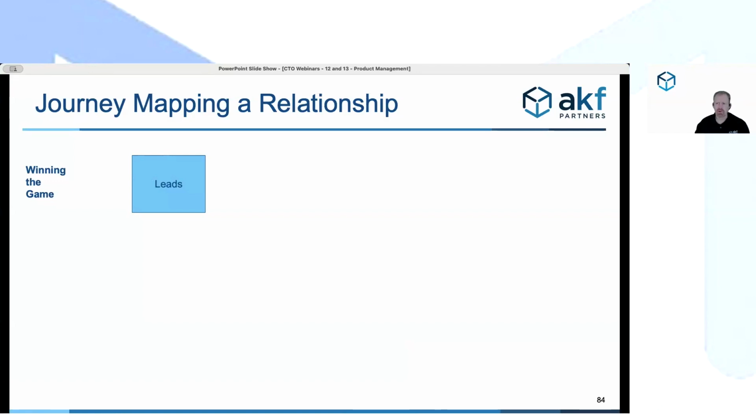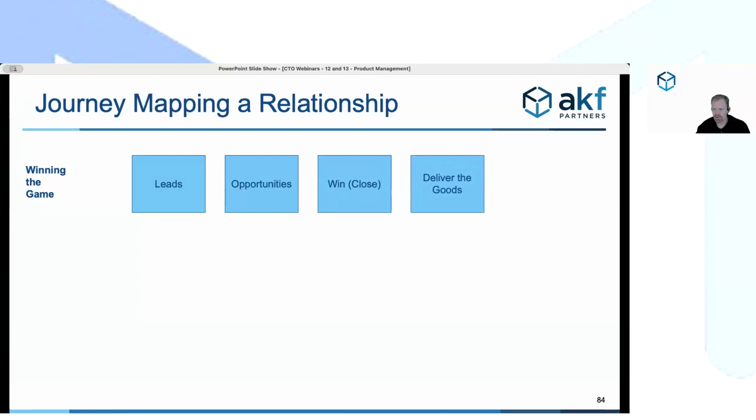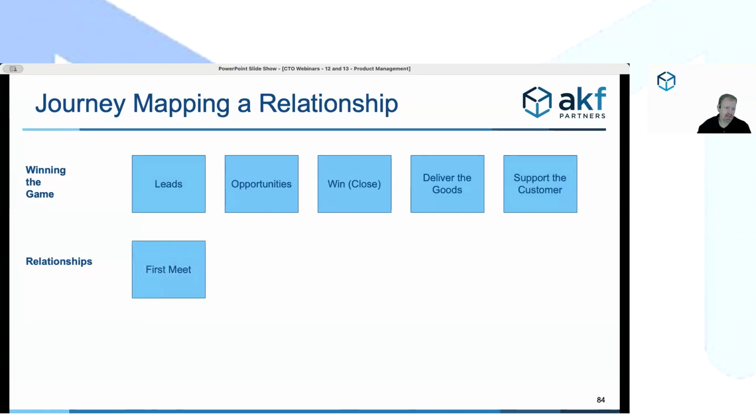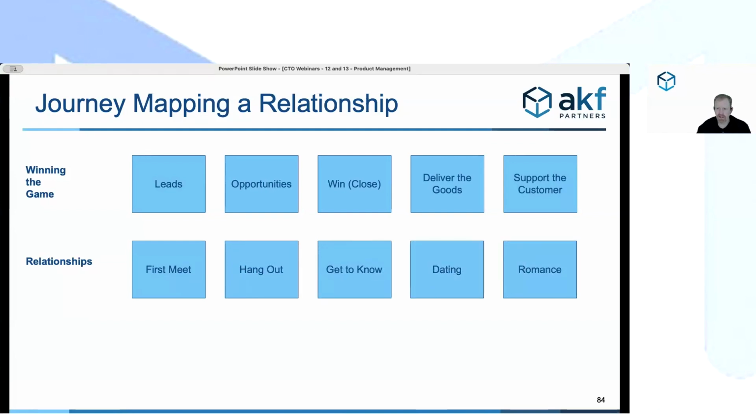So when you talk to salespeople, you look at a Salesforce, for example, their concept is not really relationship, it's win the game. They want to win a deal. And so you have leads, they turn to opportunities that turn to wins, then you deliver the good, and then you support the customer. So that's what we mean in the sales context. In the relationship, let's say, and this is an example of dating, you first meet someone, you hang out, you get to know them, you start dating, and ultimately that leads to romance. So the idea is these are different stages and they take time, right? Whether it's a sales thing or a relationship, it's very hard to skip these stages.